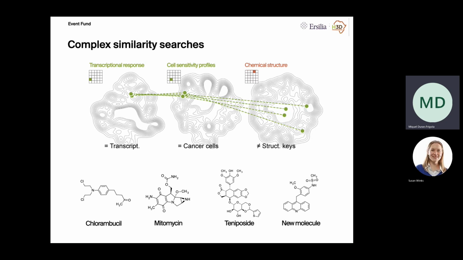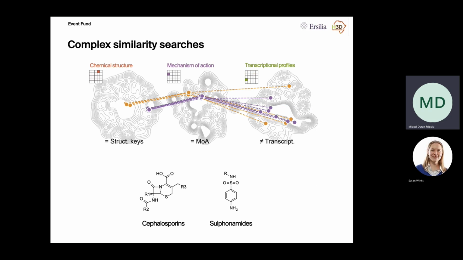Actually, we identified a new molecule within these clusters for which we didn't have an annotation. And indeed, when we tested it, we realized that this molecule had the same mechanism of action as the rest of the compounds, which was interacting in some capacity with DNA. Okay. We can do exactly the same thing, but the other way around. We can take two famous families of antimicrobials. You can see them here in orange and purple.